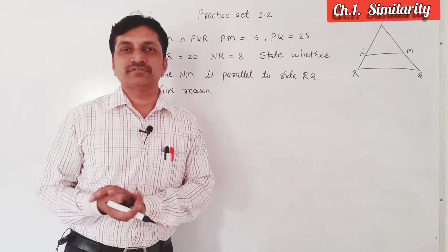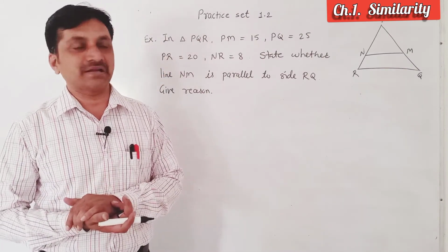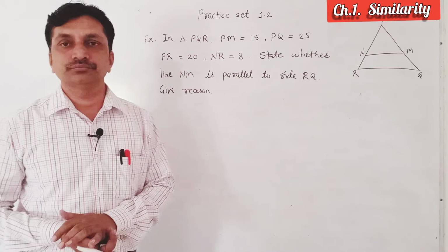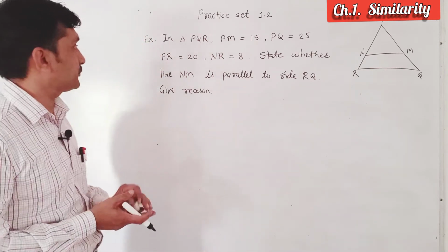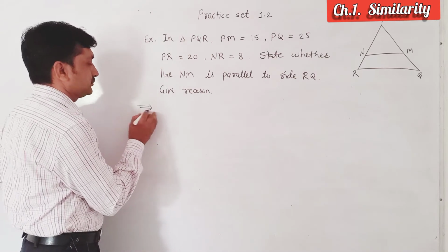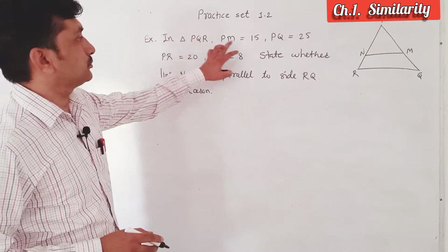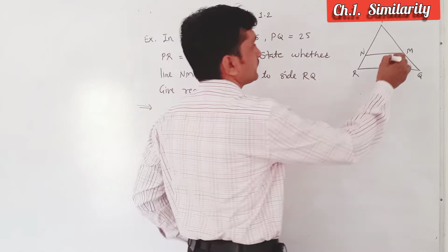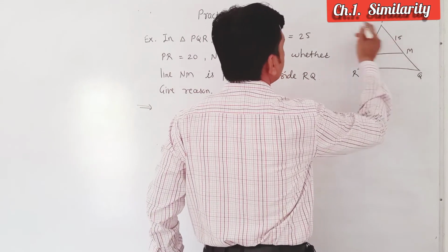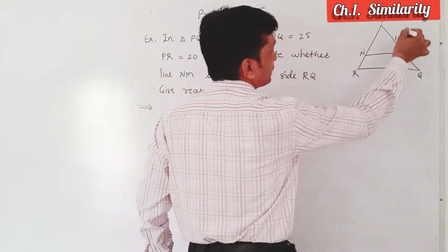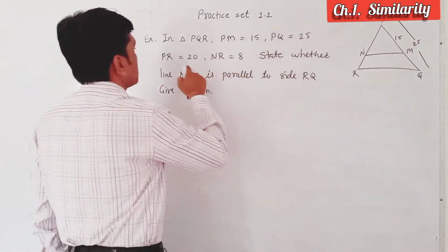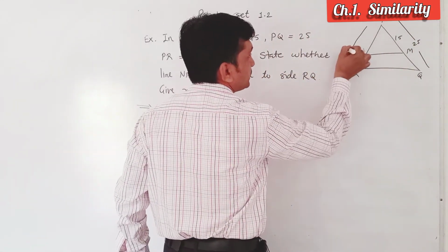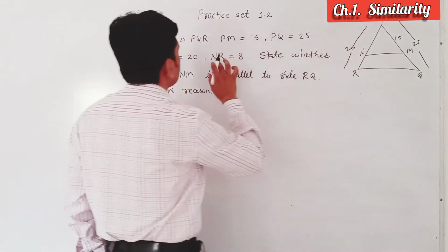Hello dear friends, now we are going to start practice set 1.2, which is based on BPT, the basic proportionality theorem. Now let's see the first example. In triangle PQR, PM is given 15, here PM 15, PQ 25, this whole side, PQ 25, PR 20, this whole side, PR 20, and NR 8.